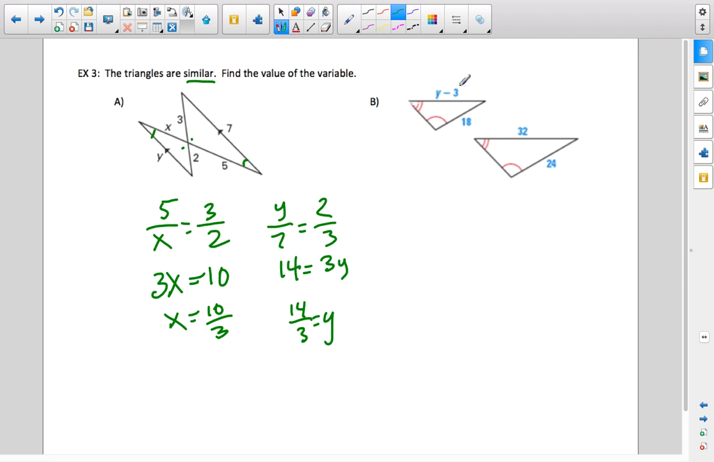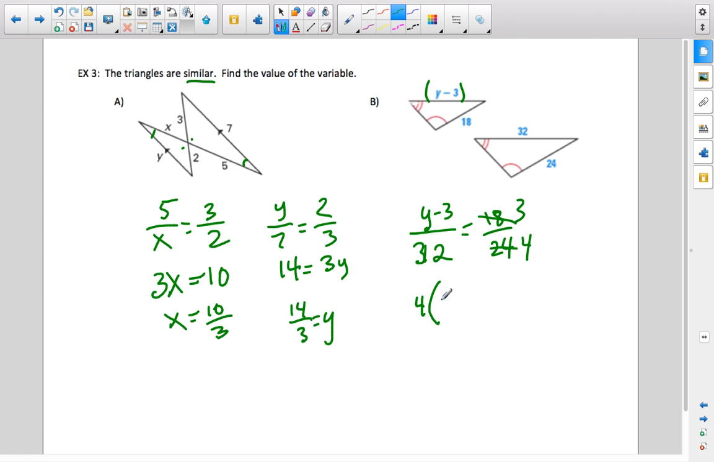Okay, let's check this next one. The y minus 3 goes with the 32. Oh, I'm sorry, that's a 32. So y minus 3 is the same as 32 on the other one. And then the 18 goes with the 24. Now, make it easy on yourself. 6 goes into 18 and 24, so this reduces to a 3 over 4. So now it's easier for me to cross multiply.